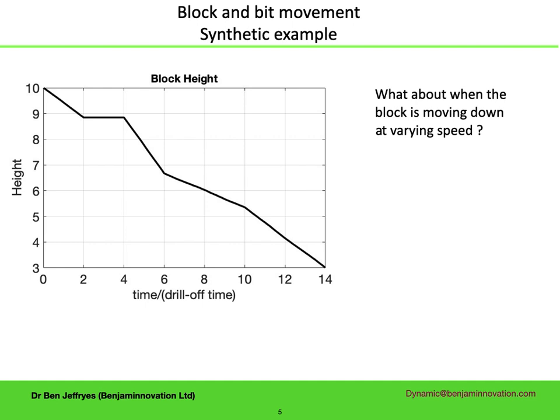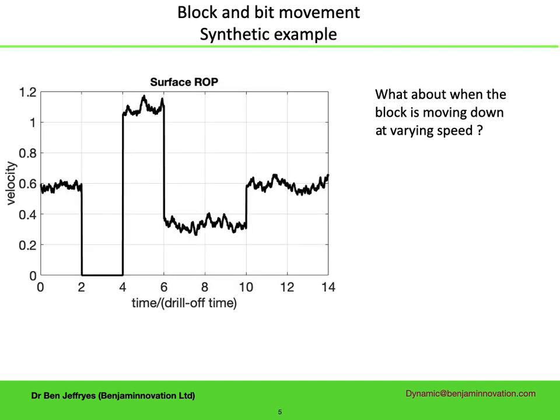Here's a synthetic log of block height with some varying speed and including a period when the block height doesn't move. Differentiating, we get the block velocity, also known as the surface rate of penetration.